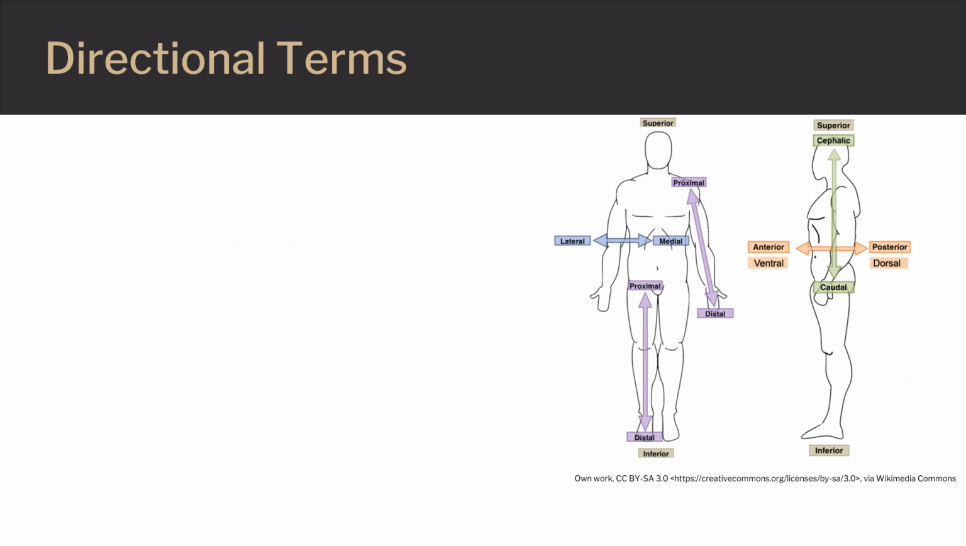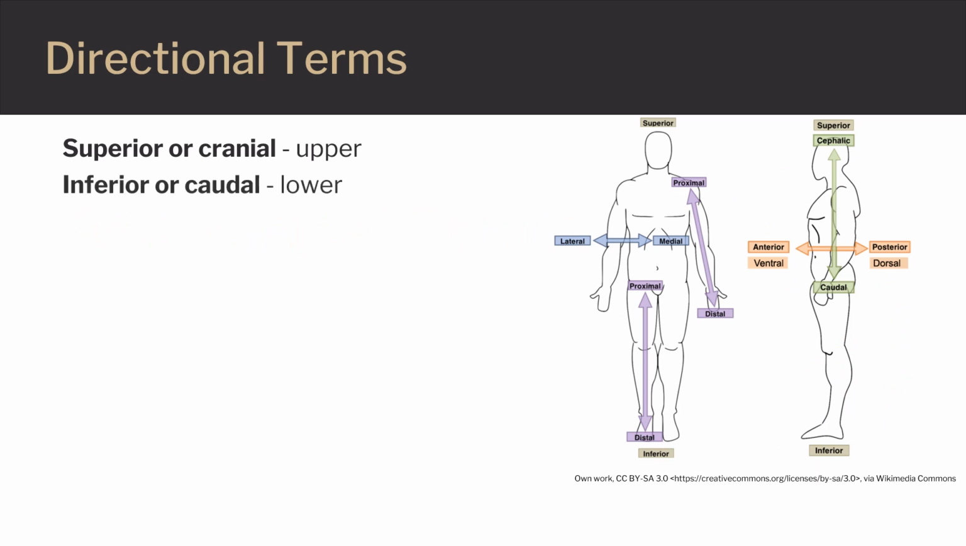Directional terms describe the positions of structures relative to other structures or locations in the body. For example, superior or cranial mean towards the head. For example, the hand is part of the superior extremity. Inferior or caudal, away from the head. For example, the foot is part of the inferior extremity.